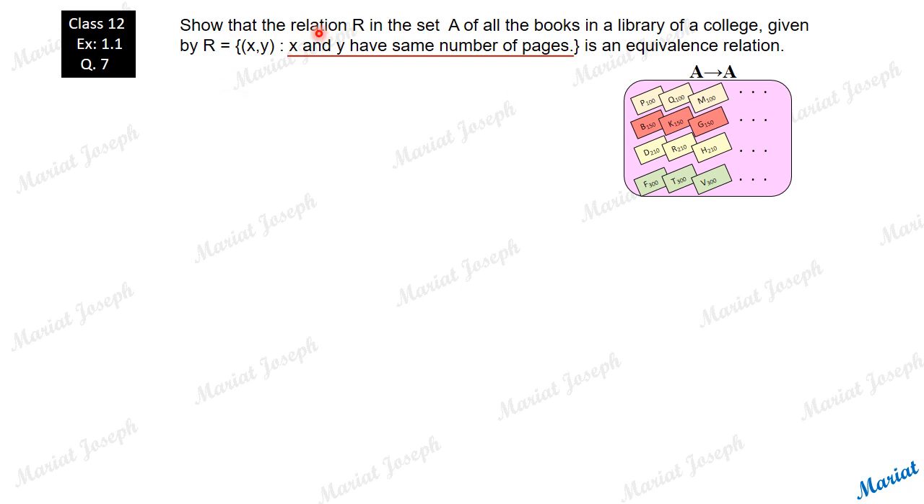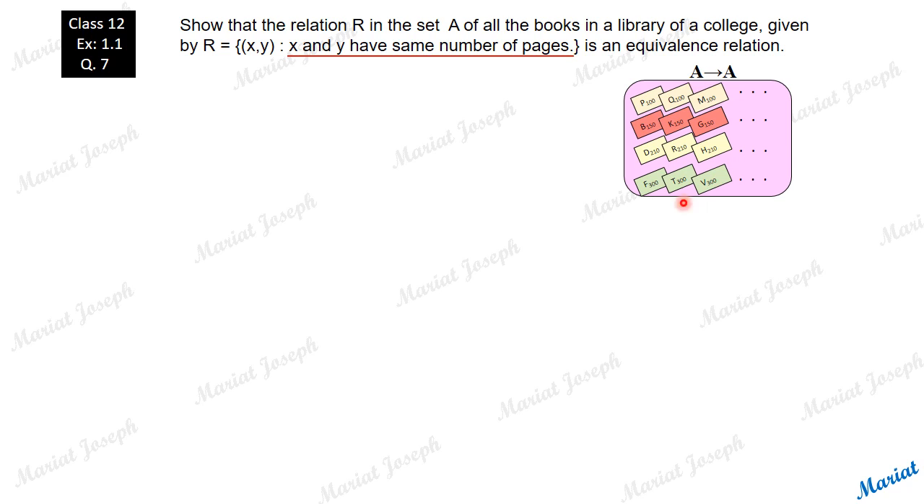Show that the relation R in the set A of all books in a library of a college given by R = {(x, y) : x and y have the same number of pages} is an equivalence relation.